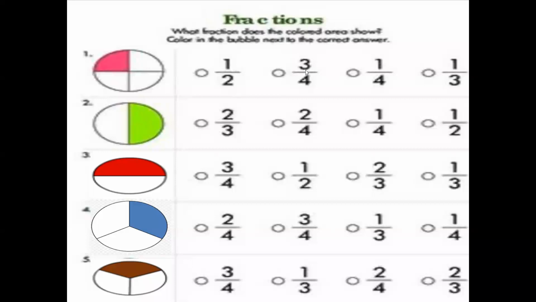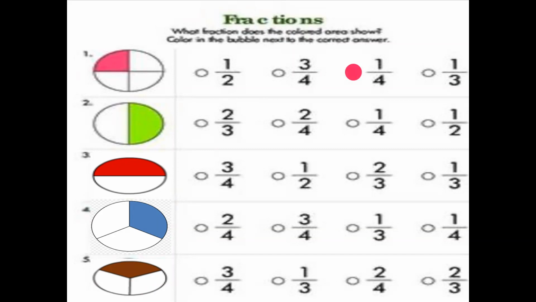Now, let's choose the correct fraction. Number 1, we have a colored part with the pink. The colored part is 1. And how many parts in all, colored and not colored? 1, 2, 3, 4. So it will be 1/4.